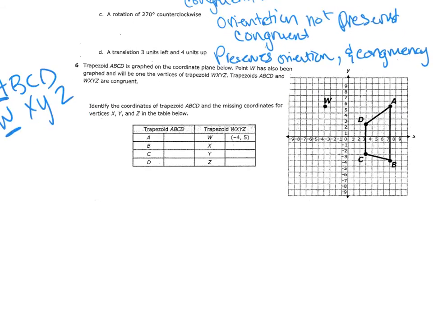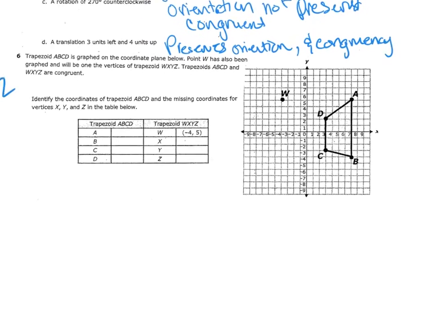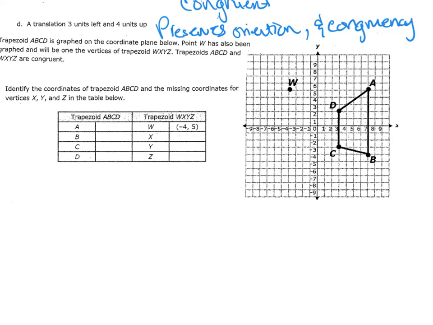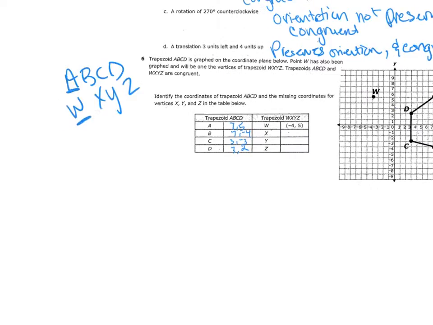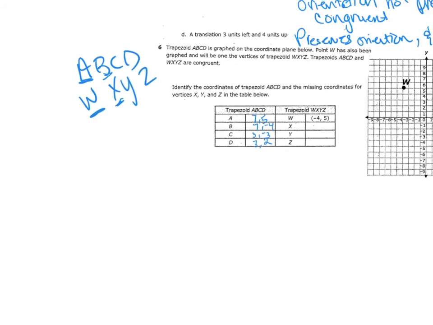Okay, so let's go ahead and fill in this table for ABCD with those coordinates. A is at 7 and 1, 2, 3, 4, 5. So it's at 7, 5. And B is at 7, 1, 2, 3, 4, -4. So 7, -4. C is at 3, -3. D is at 3, 1, 2. So 3, 2. Okay, so if these are the same points, and W is at -4, 5, then that means A and W are the same.